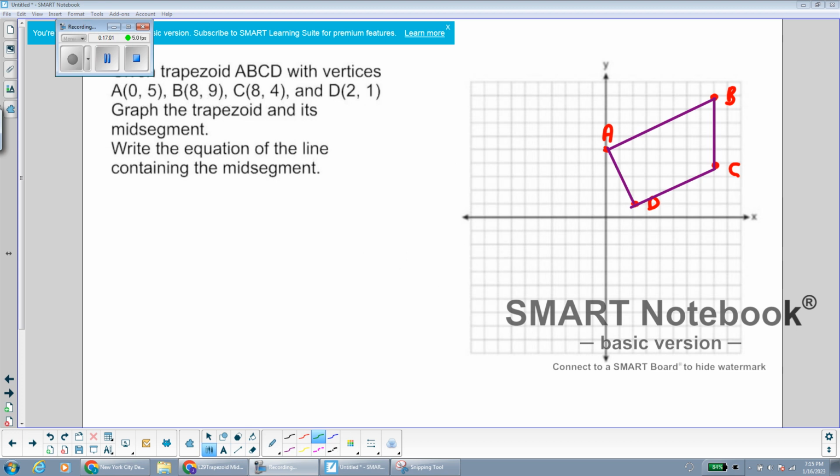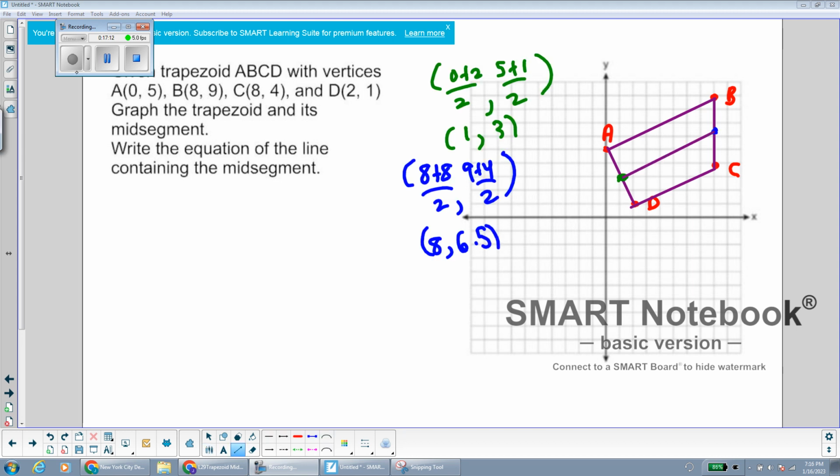So the first part of this question says to graph the midsegment of this trapezoid. So take a second and find the midpoint of the legs and connect them together to find the midsegment. Please pause the video as you do this.